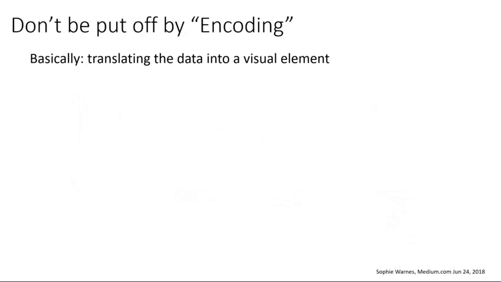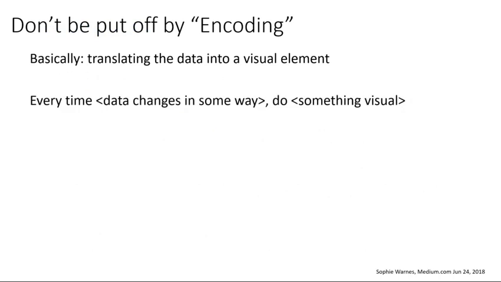Don't be off-put by the term encoding. We're basically translating the data into a visual picture or element. Sophie Warnes, she's a data viz blogger, describes the rule-ish nature of what we're trying to do like this. Every time the data changes in some way, do this visual thing to it.